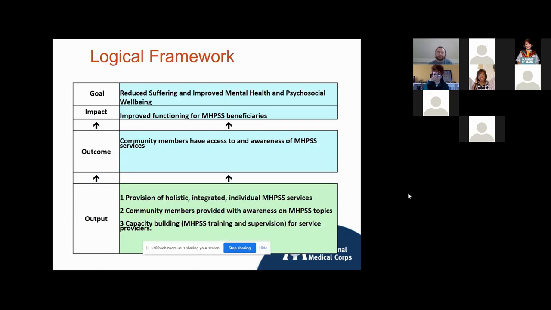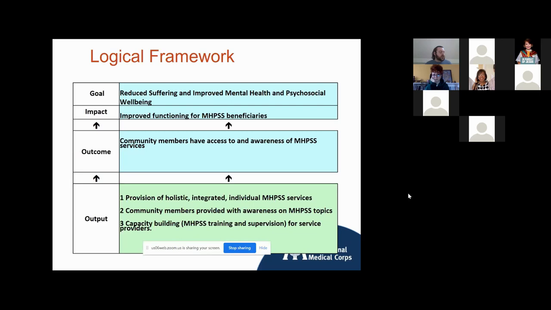So now we will go through an example, a sample of the project log frame that we have used for our MHPSS intervention in Lebanon, and how this has been based on the guidance provided by the IASC M&E MHPSS framework and the additional means of verification guidance also. So we've taken as our overall goal, the goal provided within the framework for MHPSS services at the primary healthcare level, which is reduced suffering and improved mental health and psychosocial well-being. This applies to the community at large, but more specifically those who are accessing MHPSS services.